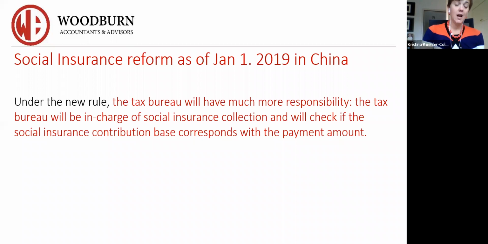Now, under this reform, I say the new rule, it's not the new rule, it's as of 2019. So we're 3 years into this, almost 4 years into this. The tax bureau is required to verify the payroll declaration, which encompasses both the income tax declaration, where they act as a withholding agent on a month-to-month basis until the annual income tax filing is done at the end of the year, and compare that to the social insurance contributions as well as housing fund contributions that are being made. They are checking the system throughout, okay?